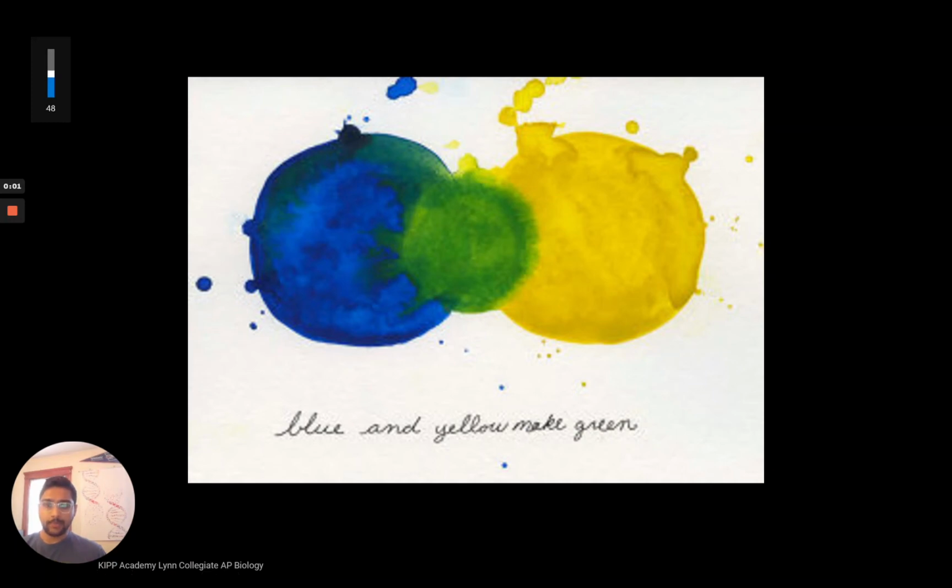All right, so today we're going to be talking a little bit about the patterns of inheritance. So we just went over a little bit of a review about variation, genetic variation. And so now we're going to try to think about, well, how does this variation really show up?